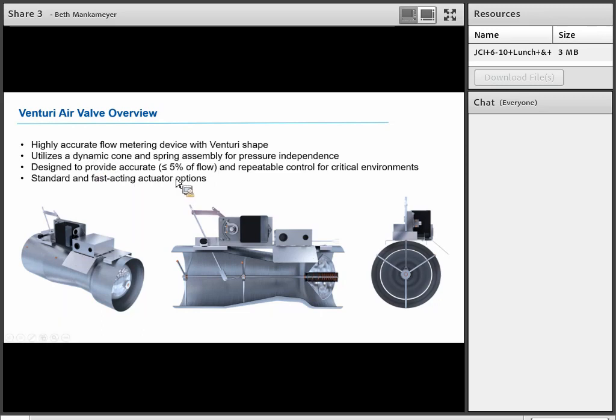So these are going to provide extremely accurate flows. The guarantee is within 5% of flow. However, when these come off the assembly line, it's more like 1% of flow. So they are extremely accurate and have repeatable control. And on these, they do have fast-acting actuators, and they do have standard actuator options if you do want to use it in a tracking pair situation. But for the critical environments that need to react very quickly, there's those fast-acting actuators. So on a VAV box where you had at least 90 seconds, these would have about 3-second full stroke actuator options.